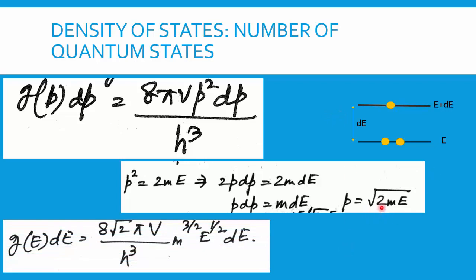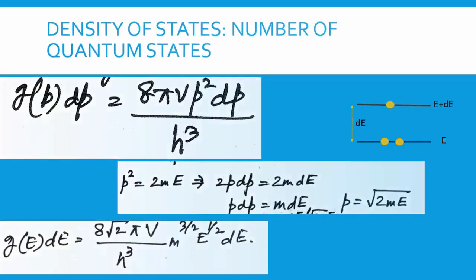So if you substitute the value of p and p plus dp here, you will get 8 root 2 pi V by h cube m to the power of 3 by 2 E to the power of half dE. Because all the momentum has transformed into energy, you can write the number of quantum states as a function of energy. So if you have this kind of problem where you are asked to calculate the number of quantum states as a function of energy, then you have to use this formula.